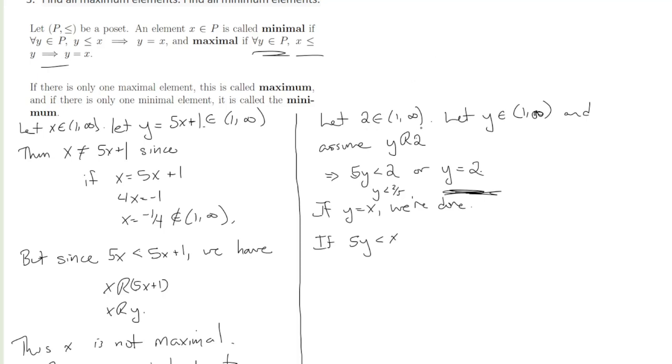Let me say that again. Since 2 is in the interval from 1 to infinity, let y be anything from 1 to infinity and assume that y is related to 2. y is less than or equal to 2. Well, using our definition, that means either 5y is less than 2 or y equals 2. Which one is it? Well, it can't be 5y is less than 2, because that would mean y is less than 2/5. And we know y is bigger than 1. y is somewhere in the interval from 1 to infinity. So it can't be the first one, so the only possibility is that y equals 2. In other words, y equals 2. 2 is minimal.